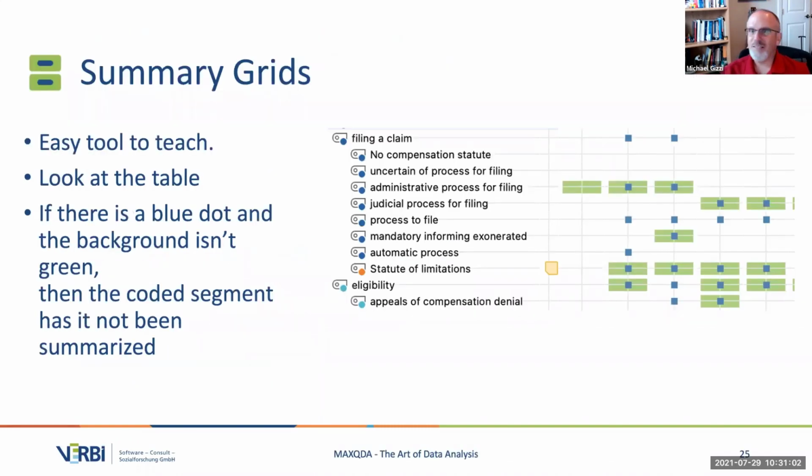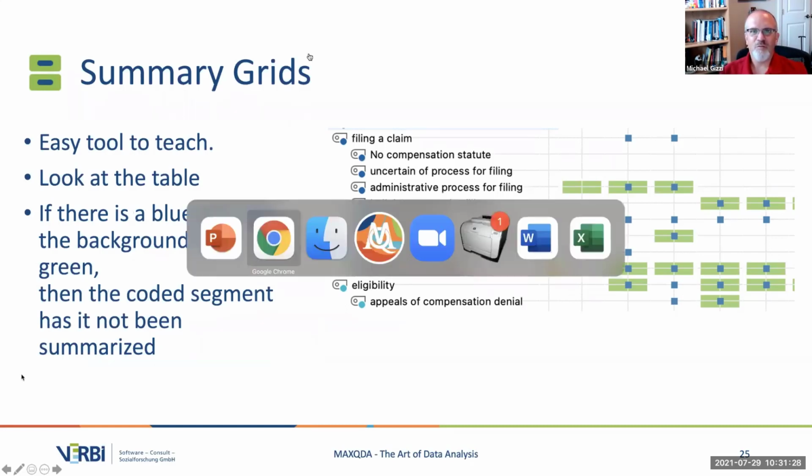It's a really easy tool to teach. Look at the table where you see a blue dot and the background is in green. Read the cell, write out your summary. You'll see there's a green cell there in that particular example. For some crazy reason, I must have added a summary or some text to that one, and I didn't catch it yesterday when I was finishing this. So, enough with PowerPoint. Let's go to MAXQDA.